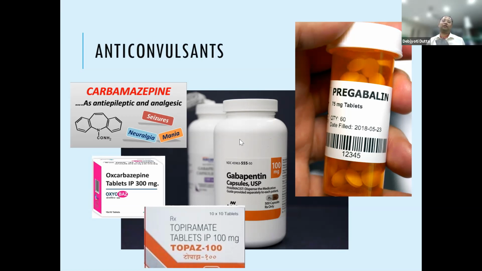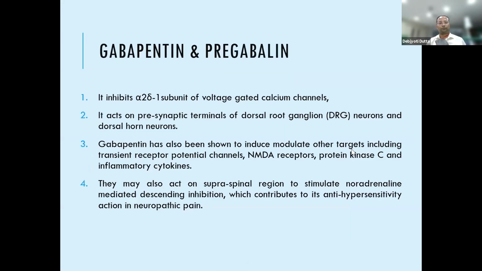So anticonvulsants: gabapentin and pregabalin are the main drugs. Carbamazepine, oxcarbazepine, topiramate we also use for different purposes, but gabapentin and pregabalin are widely used. Always remember, gabapentin doesn't mean it works on GABA. It doesn't work on GABA. It works on the calcium channel, the alpha 2 delta 1 subunit of the voltage gated calcium channel. So gabapentin and pregabalin both act at calcium channels.